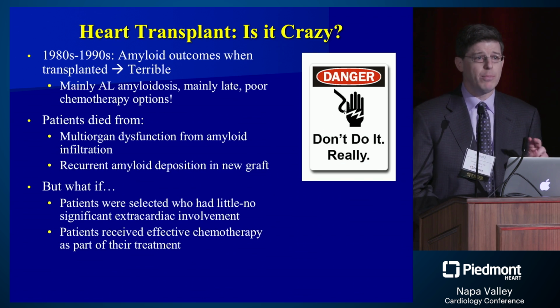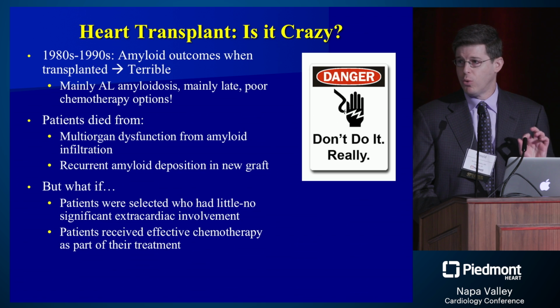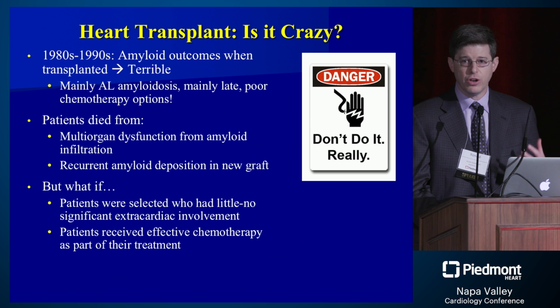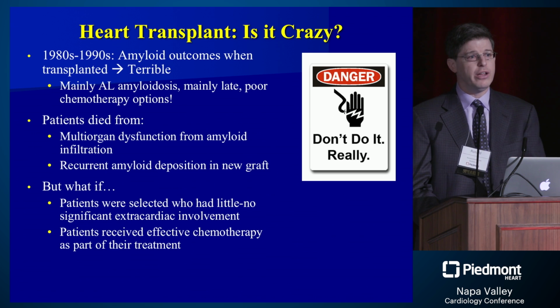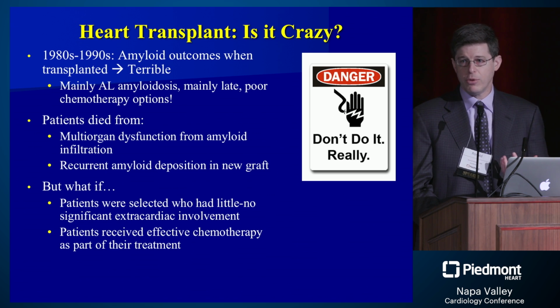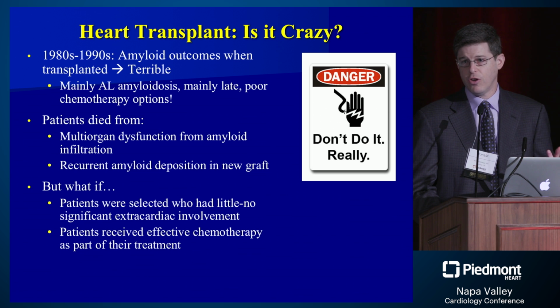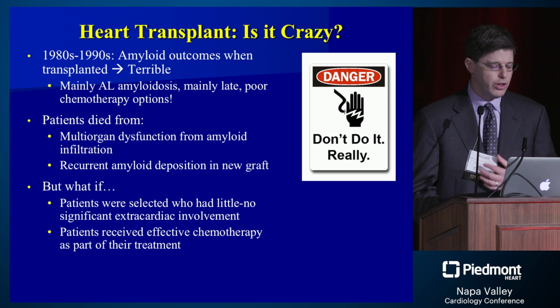I'll just close with saying a couple of words about heart transplants for this condition. It used to be thought to be crazy, because when they were done, the results were terrible. In general, these were done with patients with AL amyloidosis. They would put a new heart in, and you would get amyloid infiltration in the new heart, and/or the patients would have so much other organ involvement that they would die from multi-organ failure.